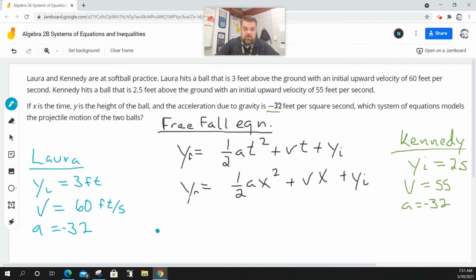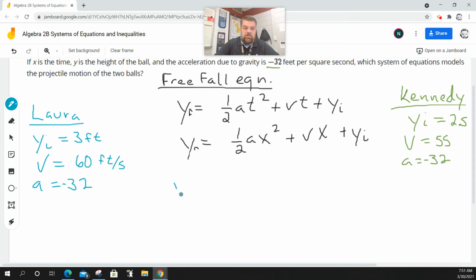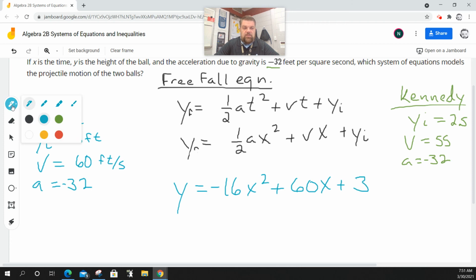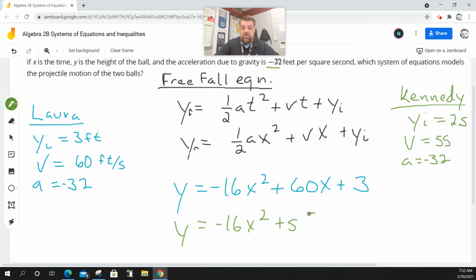So anyways, now we got to write a system of equations that models both of these. So for Laura, I've got y equals 1/2 of negative 32, which is negative 16, x squared plus the initial velocity of 60 times x plus the initial height, which is 3. For Kennedy, we've got y equals negative 16 x squared plus 55 x plus 2.5. And that is basically it on that one.